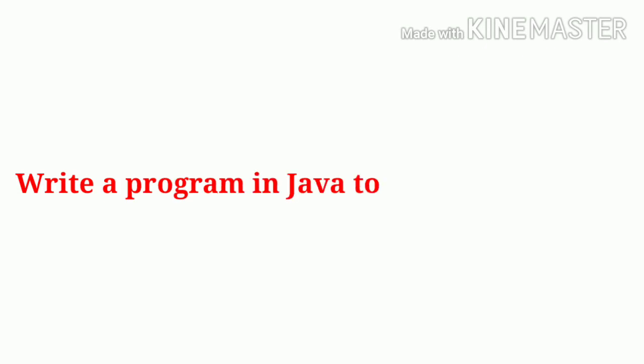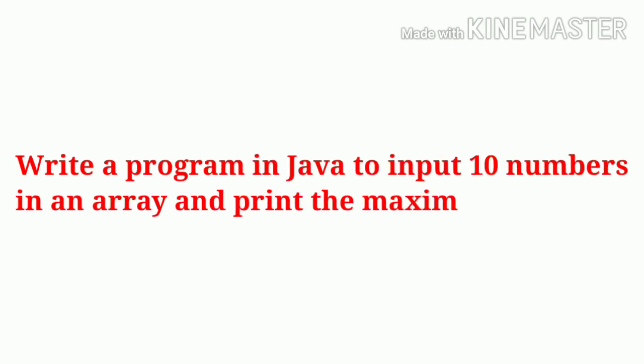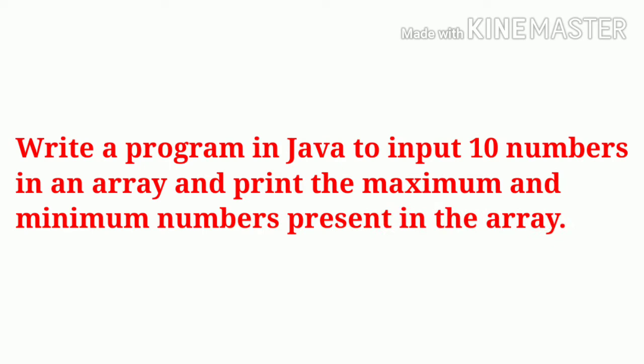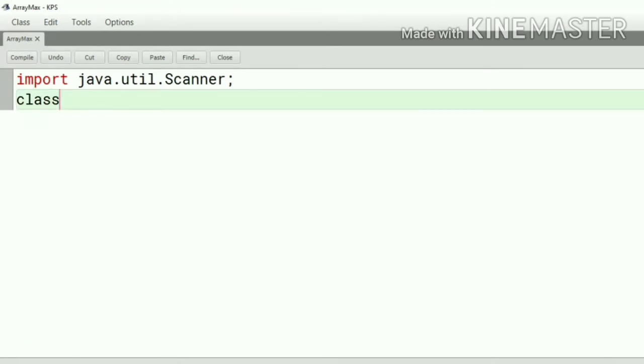So we have a question: write a program in Java to input 10 numbers in an array and print the maximum and minimum number present in the array. So let's start with the class name ArrayMax. Before that, you write the import java.util.Scanner. Here with the class name we can start ArrayMax; we can start with min also.